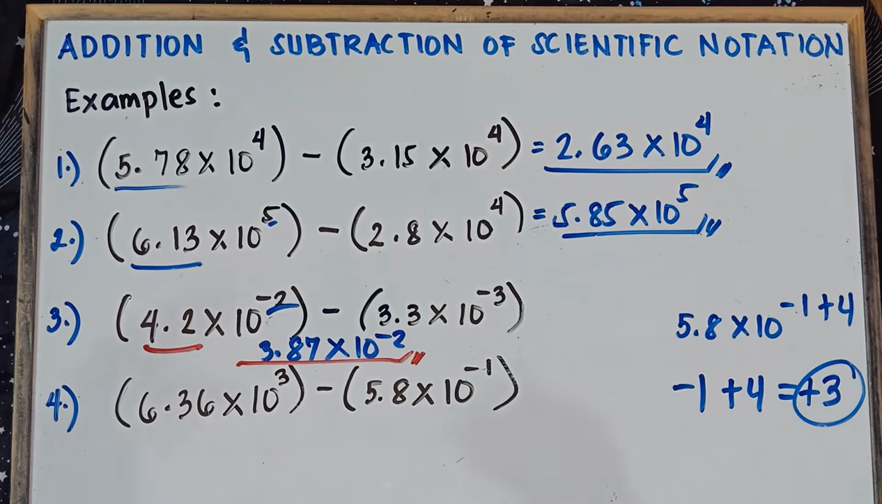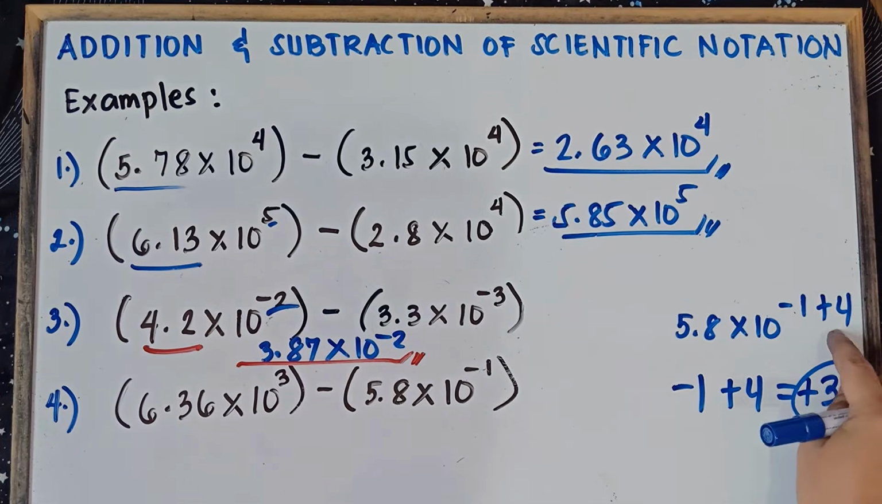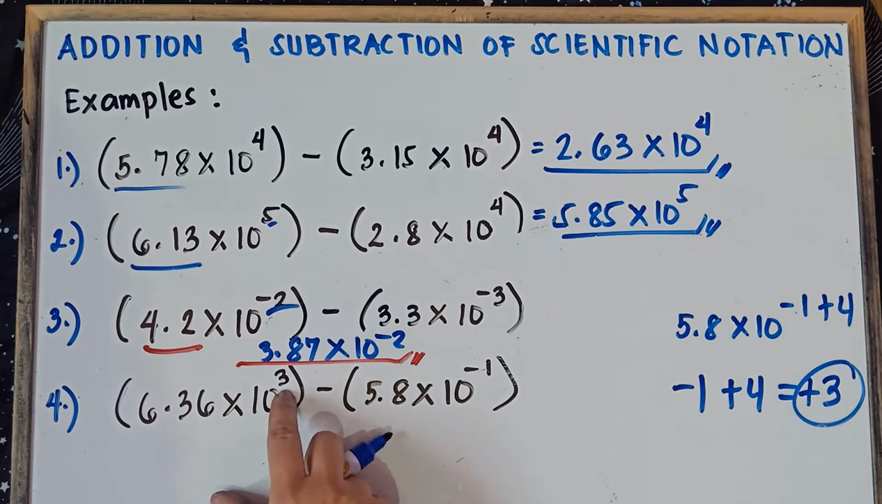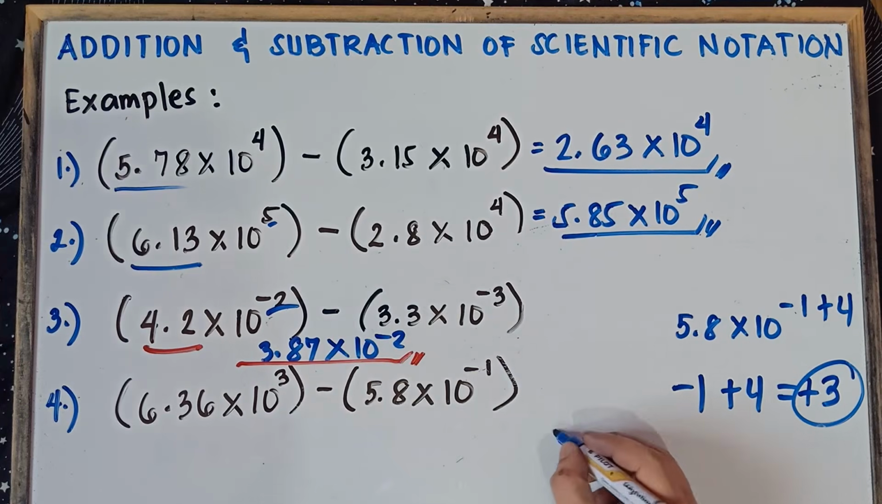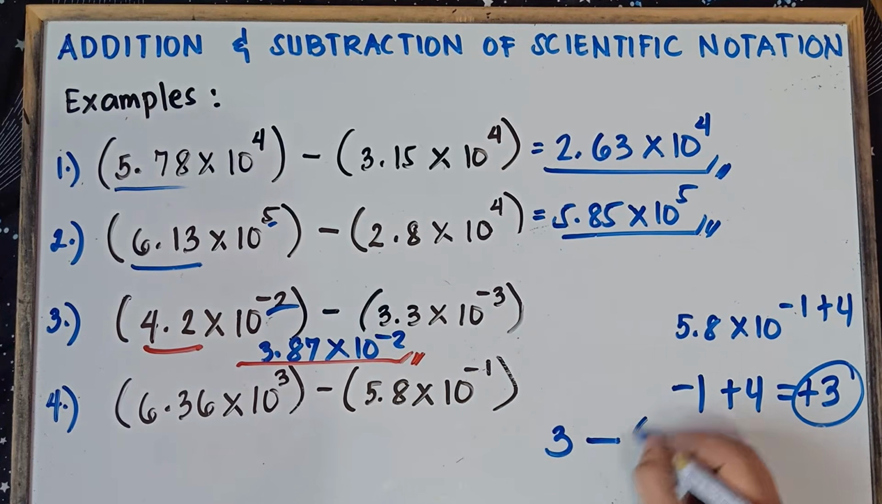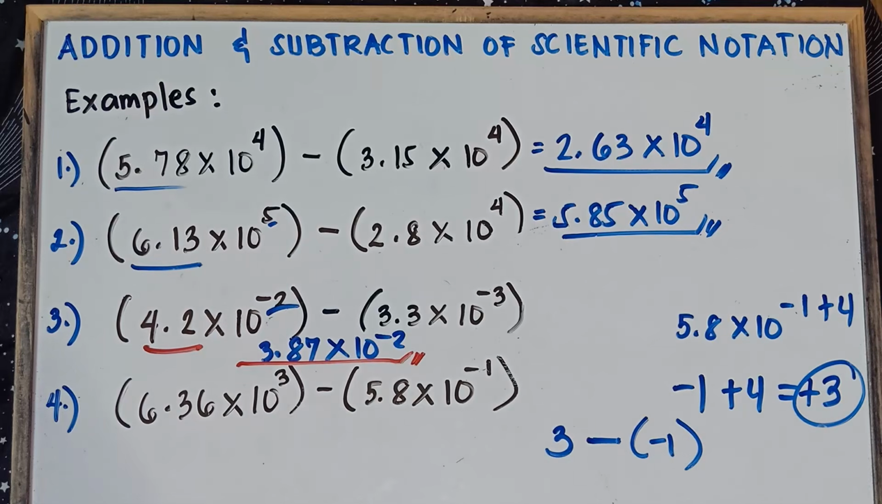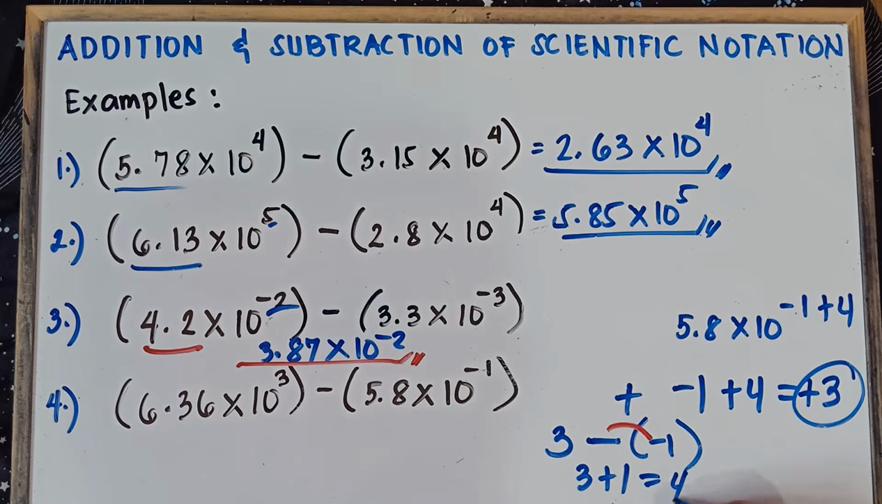Now, if you're confused, class, sir, how did you get positive 4? To get positive 4, you can simply subtract the bigger number minus the smaller number. 3 minus negative 1. What's the answer, class? They have the same negative sign, so we can multiply the negatives. Negative times negative will be positive. And then 3 plus 1, the answer, class, is 4. So that's how you get 4 the long way.